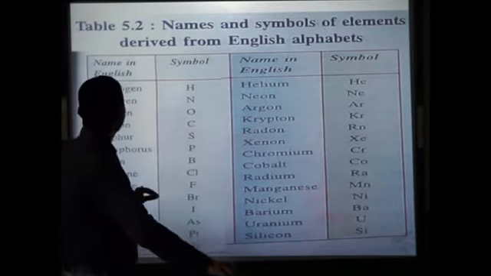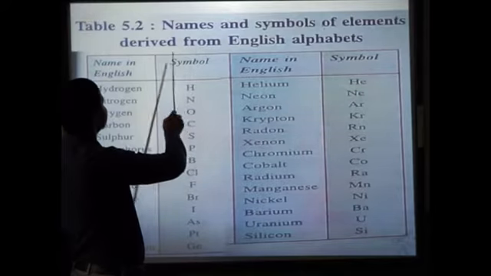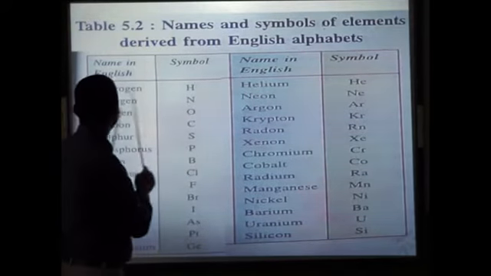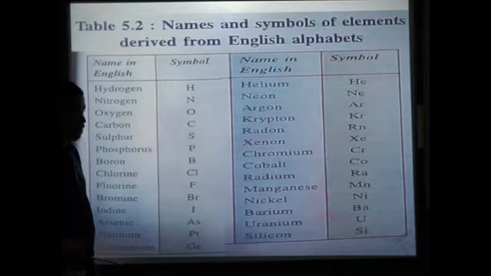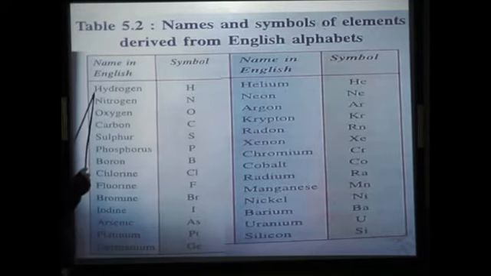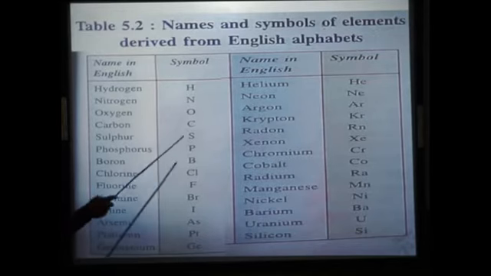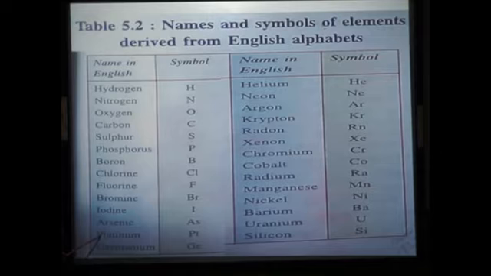See, names and symbols of elements derived from English alphabets: hydrogen H, nitrogen N, oxygen O. First letter only. This is very easy. First letter of the name itself: hydrogen H, nitrogen N, oxygen O, carbon C, sulfur S, phosphorus P, boron B, chlorine Cl, fluorine F, bromine Br, because B cannot be assigned for both. Then iodine I, arsenic As, platinum Pt, germanium Ge.